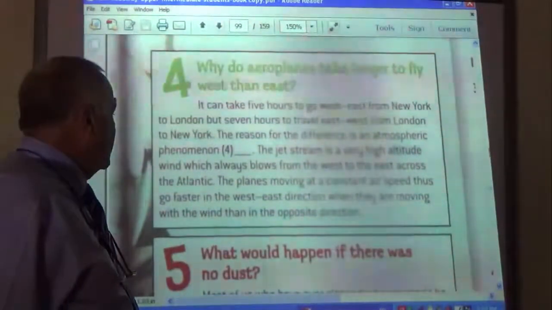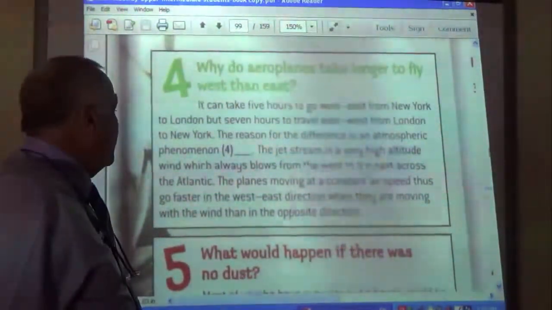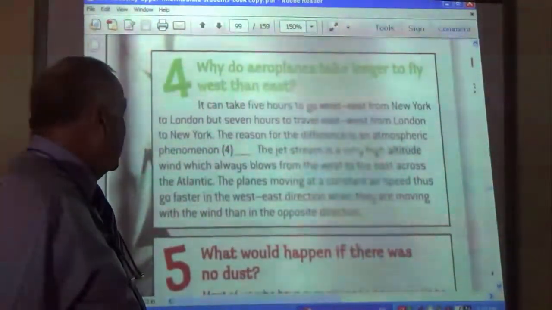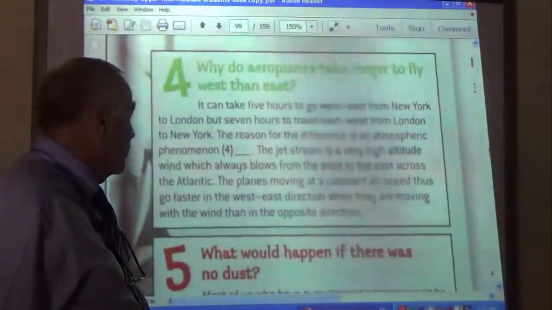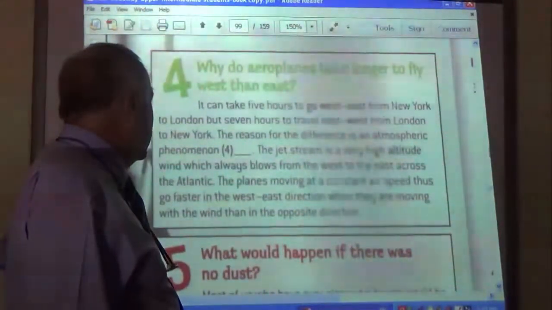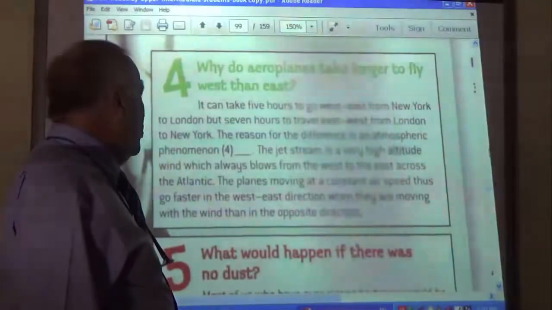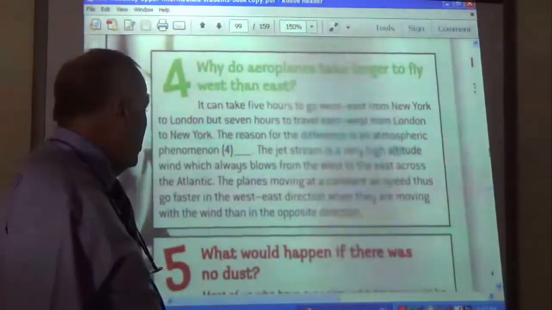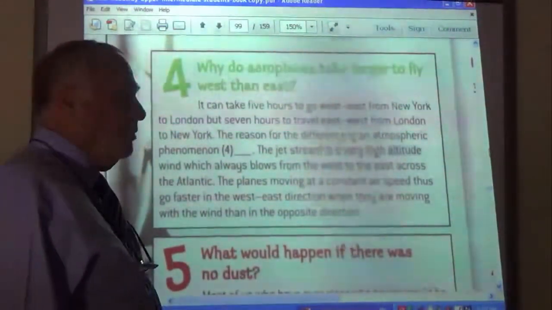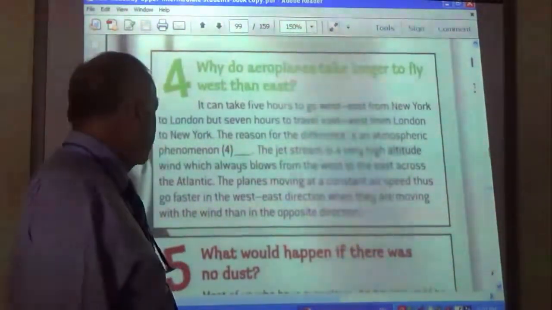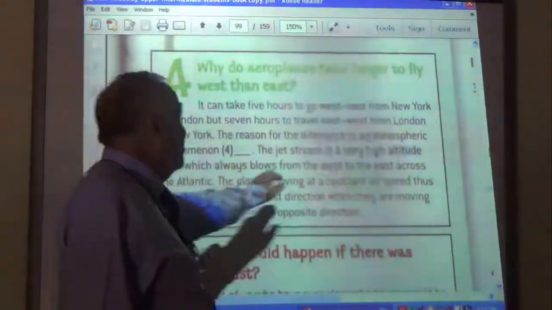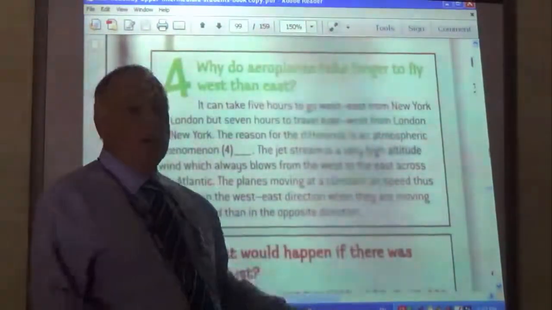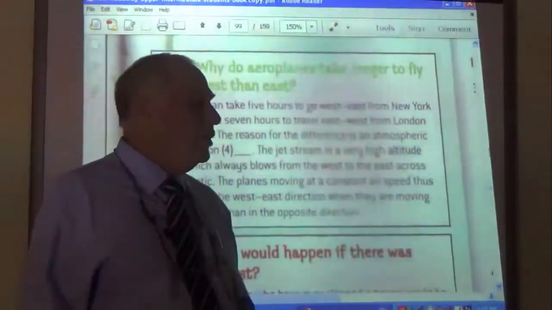The reason for the difference is an atmospheric phenomenon. The jet stream is a very high altitude wind which always blows from the west to the east across the Atlantic. The planes moving at a constant airspeed thus go faster in the west-east direction when they are moving with the wind, and slower in the opposite direction. Atmospheric means to do with the air that surrounds the Earth. Phenomenon is a wonder, something that happens, an observable event.